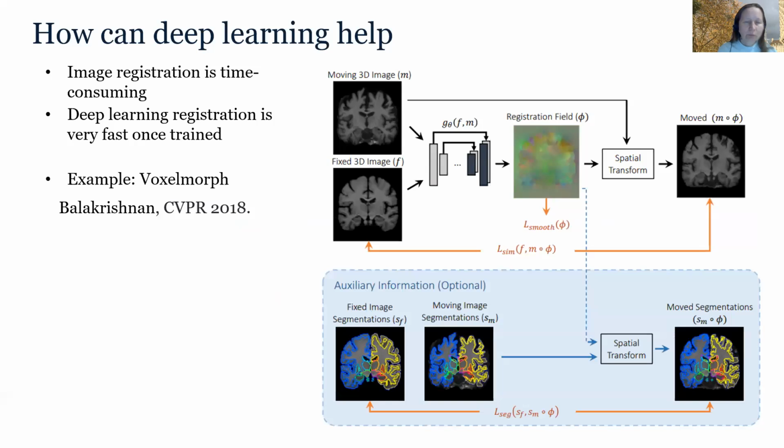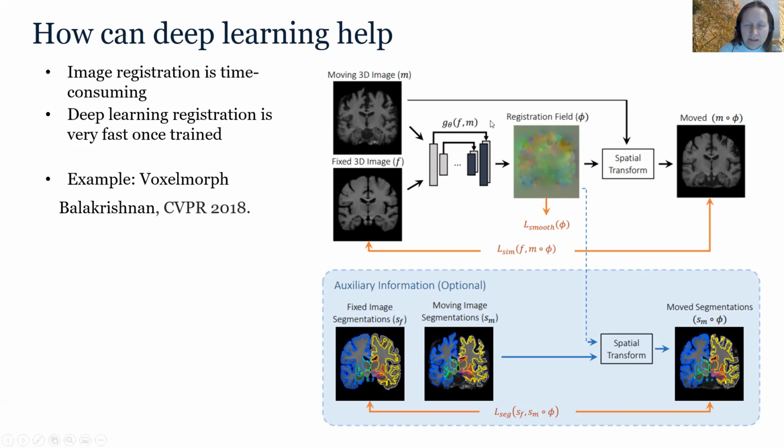And the final topic for this part of the lecture is how deep learning can be combined with label propagation. So we said that one of the main drawbacks of label propagation is that it's very time consuming. And here deep learning can help, because deep learning registration is very fast once it's trained, so we can perform label propagation very quickly. I will just give you an idea how this works. This is one of the state-of-the-art registration networks, called voxelmorph.